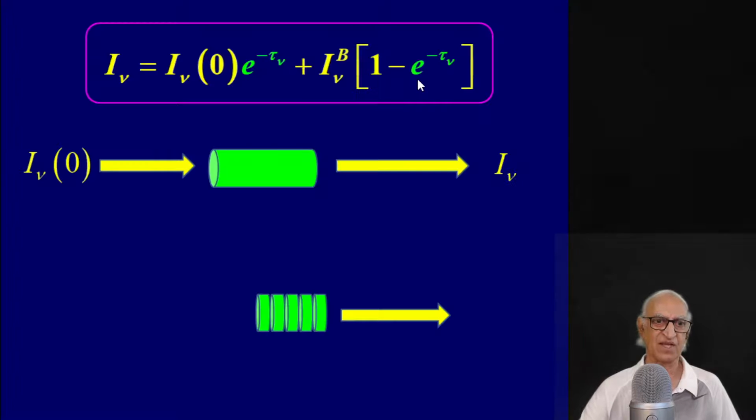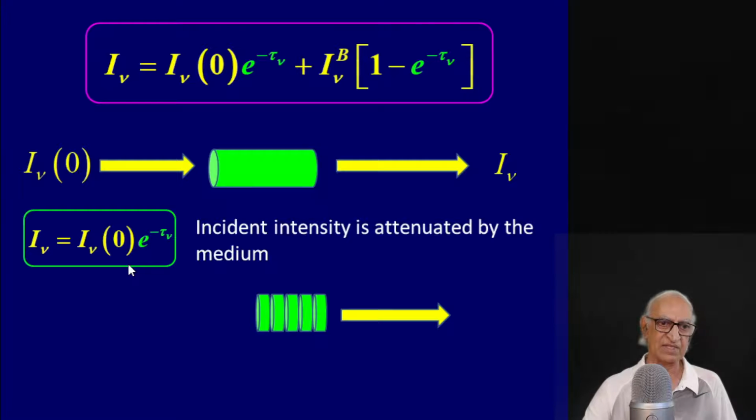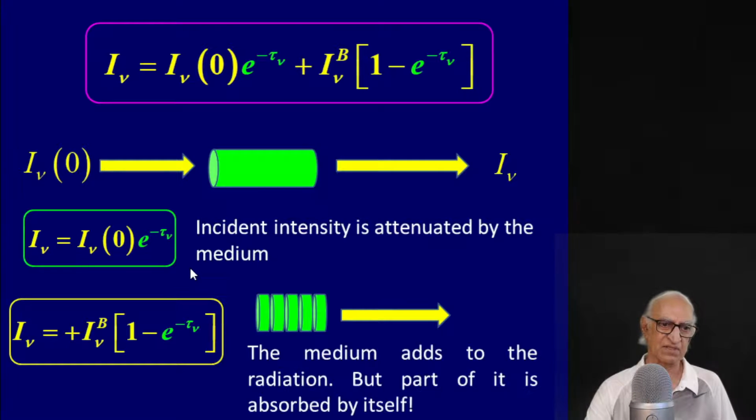Now let's go back and state some very important principles that one can infer from the equation of radiative transfer. The first term on the right hand side, which is this term over here, is the intensity of the incident radiation attenuated by the body, e to the power minus tau nu. And the second term is the intensity added by the medium but self-absorbed by the medium itself. So there is a factor 1 minus e to the power minus tau nu.